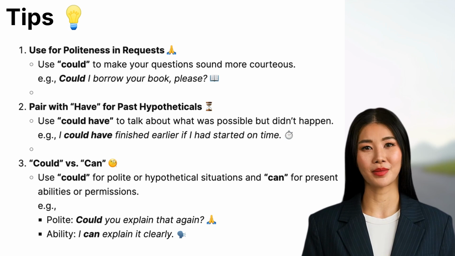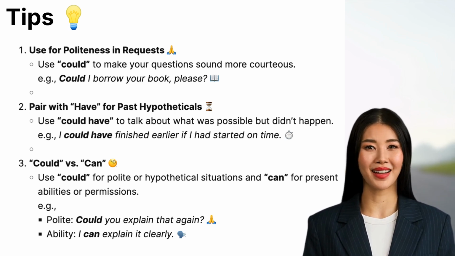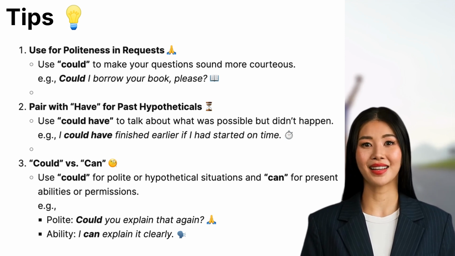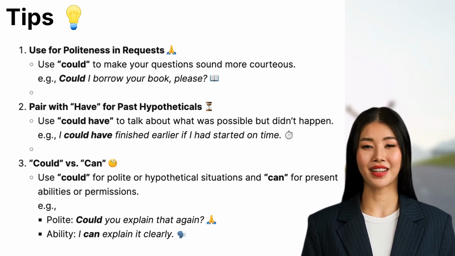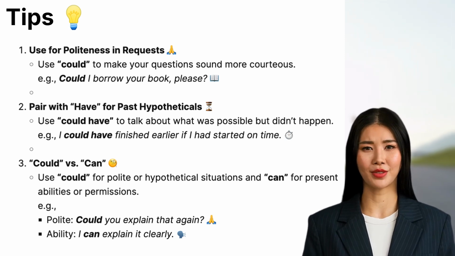Examples. Could you explain that again? This is more formal and polite. I can explain it clearly. This is describing a skill. If you want to talk about what is possible or be more polite, use could. If you want to talk about a skill or permission, use can.